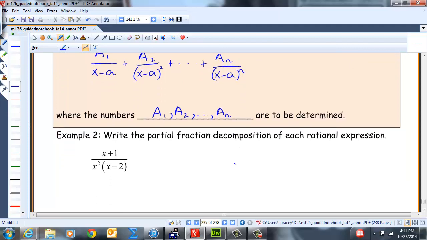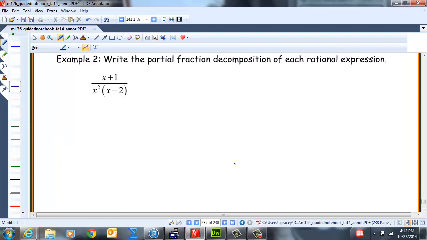So here we go. Notice that our repeated linear factor is the x squared. So we'll have this equal to a1 over x plus a2 over x squared plus a3 over x minus 2. So why don't you guys go ahead and pause the movie and see if you can solve this guy. Okay, let's see how you did.